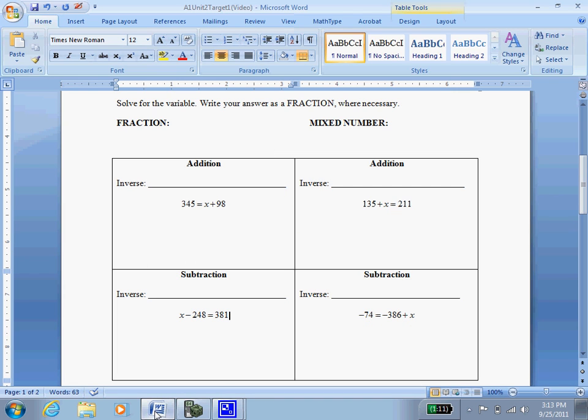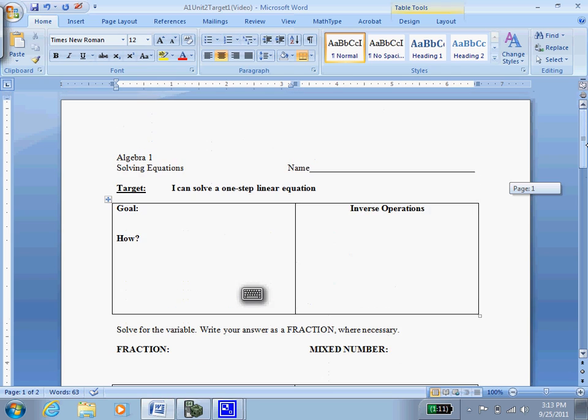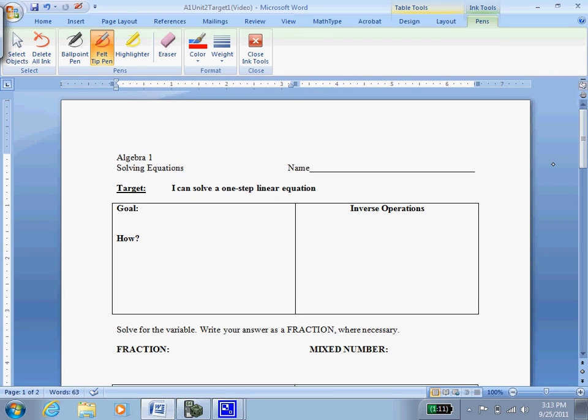Welcome back, everybody. Our learning target for today is I can solve a one-step linear equation. We're going to need a calculator for this, so go ahead and go get that out. Put Mr. Pause on pause right now and go get your calculator, and then come back once you have it.